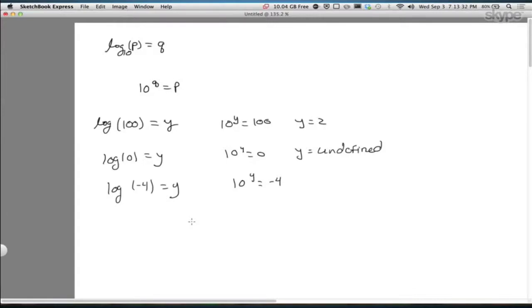So like I said, you'll be working with logs in the course. Usually you'll use a calculator, but it's important to have some basic feel for how logarithms work, and that's something we spent some time on before. Okay.